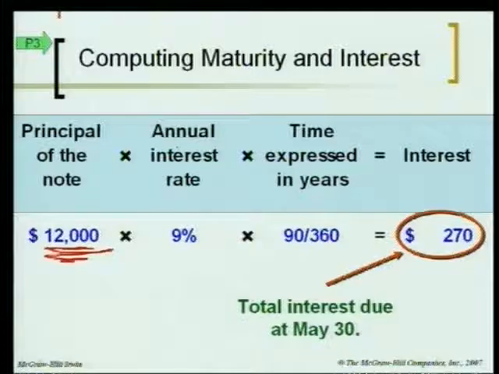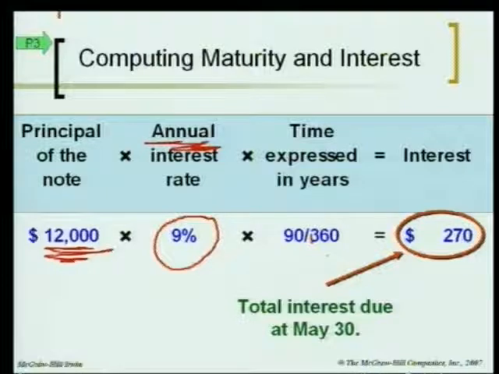$12,000 times the annual interest rate of 9%. But here, you have to take it 90 divided by 360. Now, we could do 365, but a lot of times we'll use 360 because it gives us a little cleaner number. Okay? But 90 divided by 360, we have to do that because the interest rate of 9% is an annual rate. And we're only dealing in 90 days, right? Does that make sense?